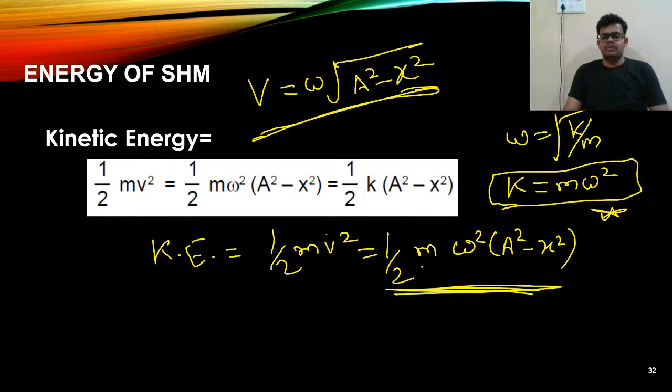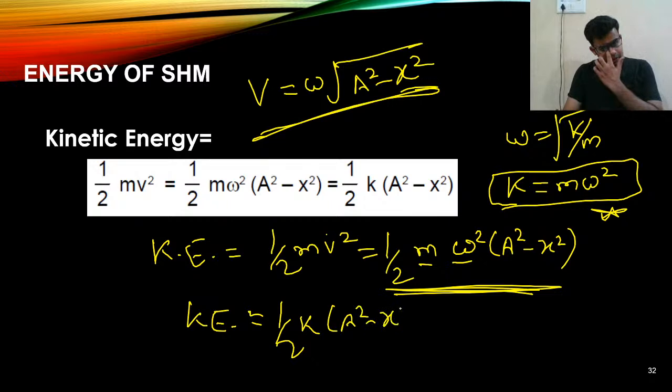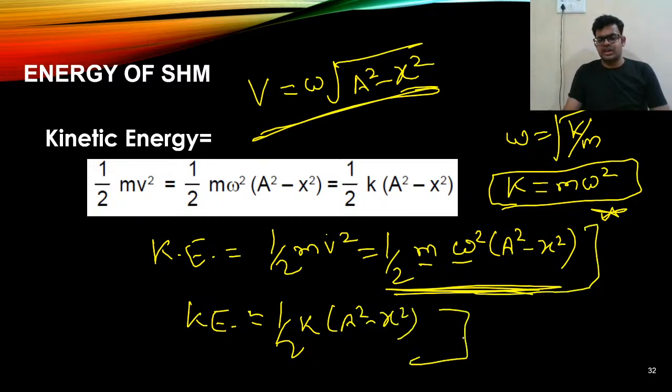So I can replace this m omega square with k. So for kinetic energy, another formula I will get is half k times a square minus x square. So these are two formulas I am getting. This is the first formula, this is the second formula. Remember both of these formulas. This is the formula of kinetic energy, which you always need to remember. That's all.